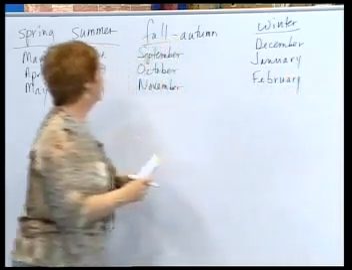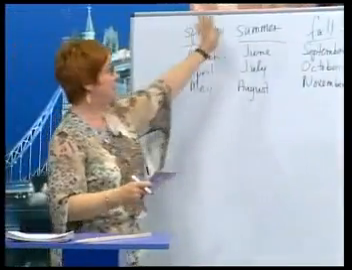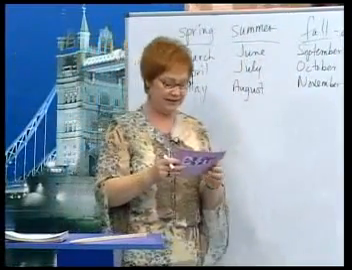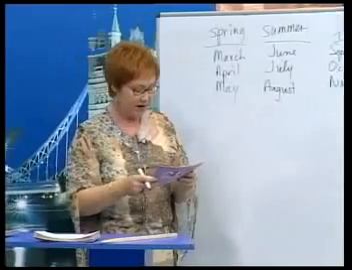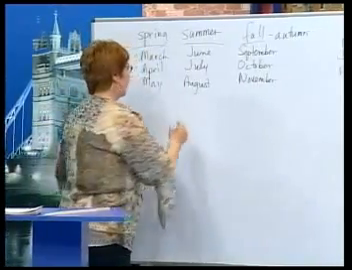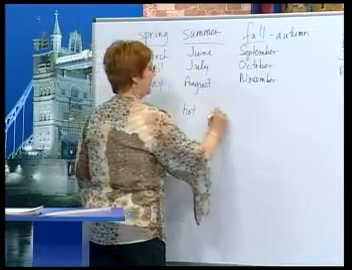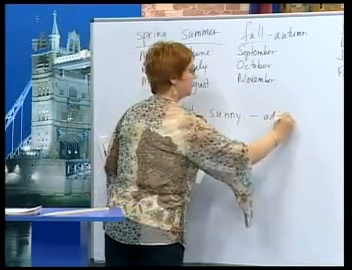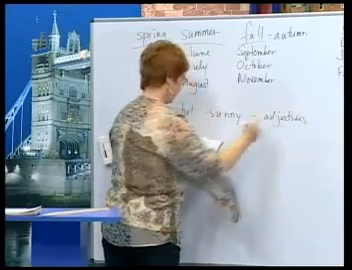Okay, so these are the seasons: spring, summer, fall, winter, and these are the months in those seasons. Okay, now Isabel, what is the weather usually like in the summer? It's usually hot and sunny in the summer. Yes, that's right. And we use adjectives like hot and sunny. These are adjectives to talk about the weather.